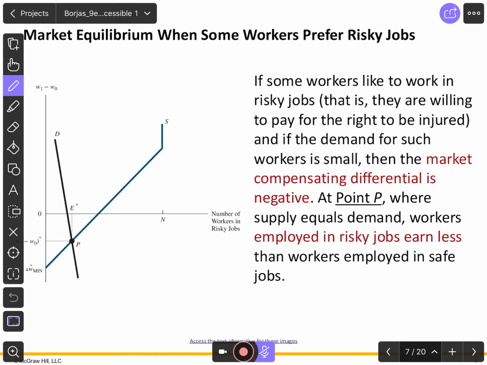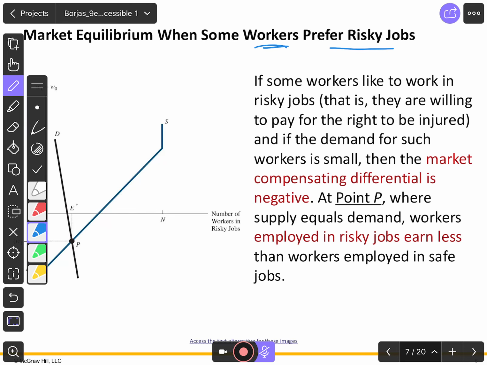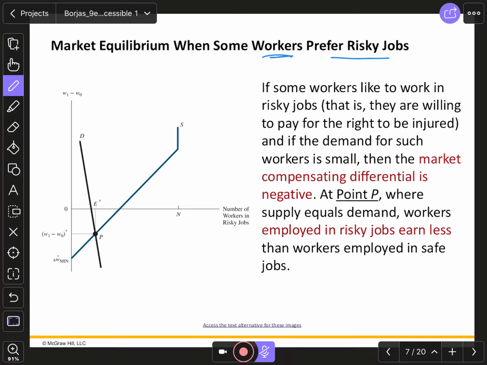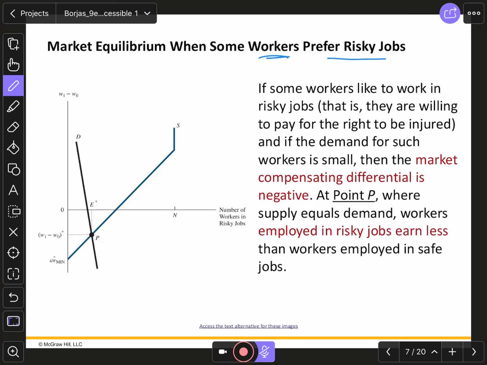There is a special case when we have some workers who prefer risky jobs. You can find some workers who actually like to take risk and prefer risky jobs. So if we complement this with firms that have a low demand for these workers, then we're going to accept a situation where we have a wage differential that is negative. So you have some workers who prefer risky jobs, but there is small demand for it.